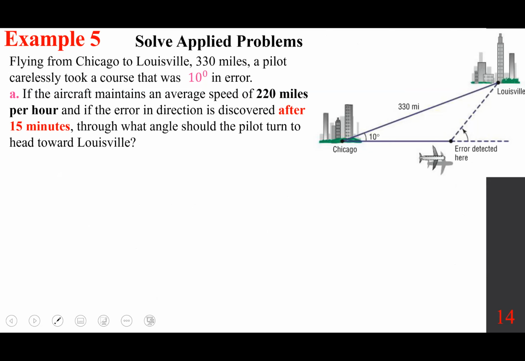Flying from Chicago to Louisville, 330 miles, a pilot carelessly took a course that was 10 degrees in error. If the aircraft maintains an average speed of 220 miles per hour, and if the error in direction is discovered after 15 minutes, through what angle should the pilot turn to head towards Louisville?